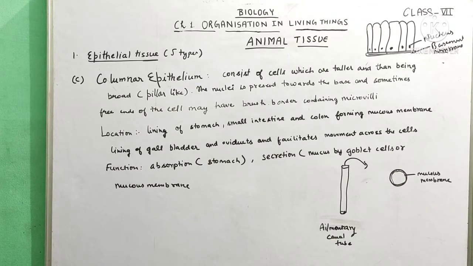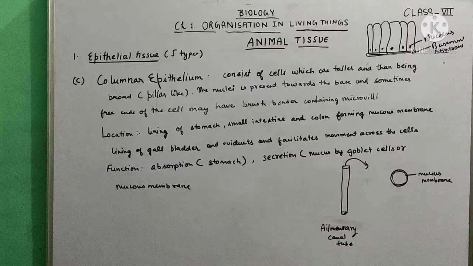Coming to the location of the columnar epithelium in animals, it is present in the lining of the stomach, small intestine and colon, forming the mucous membrane, and in the lining of the gallbladder and oviduct, and facilitates movement across the cells. What about the function of the columnar epithelium? Its function is absorption inside the stomach, and secretion, that is mucus by goblet cells of the mucous membrane.